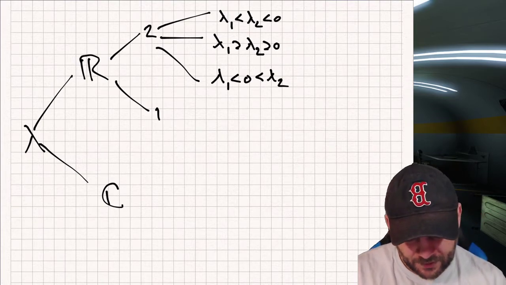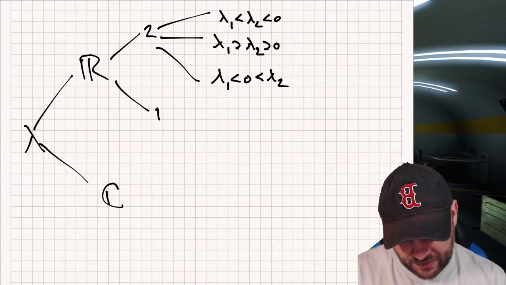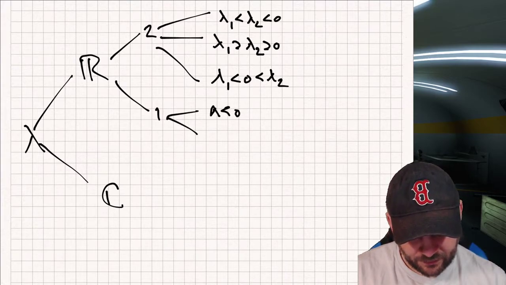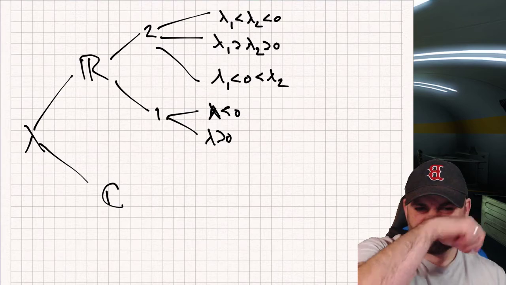Now we had a repeated real root. Okay, cool. And in this case, either it is negative or it was positive. That's supposed to be a lambda. The ugliest lambda I've ever drawn.